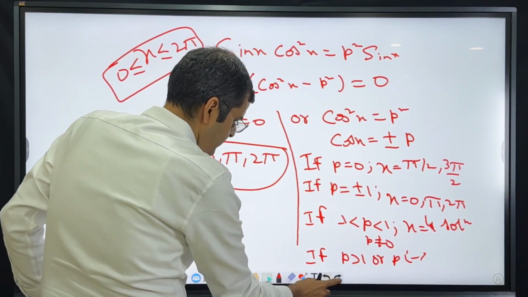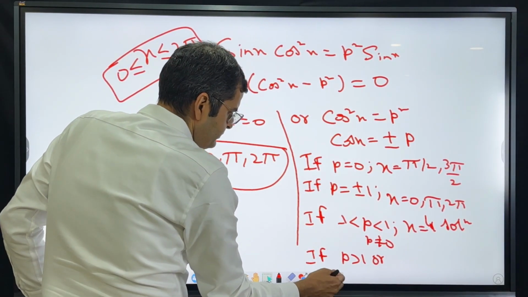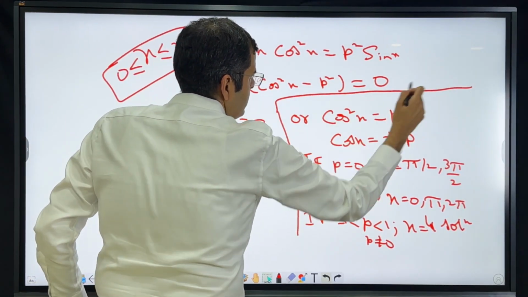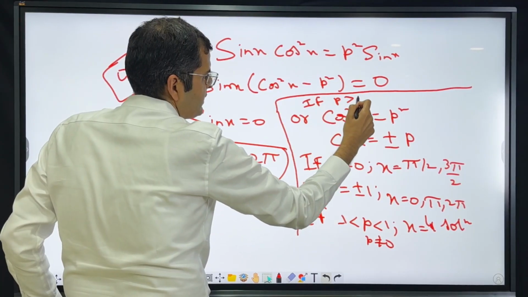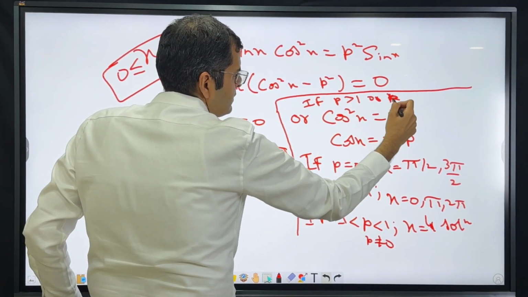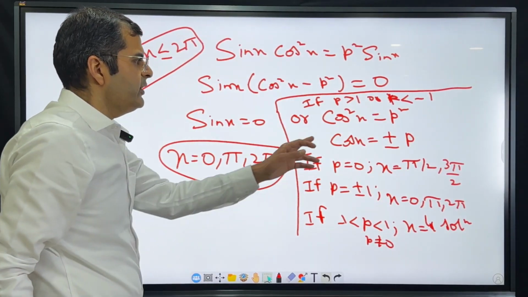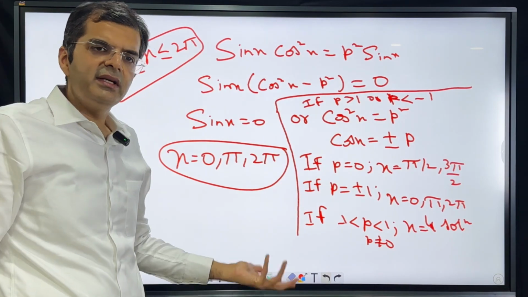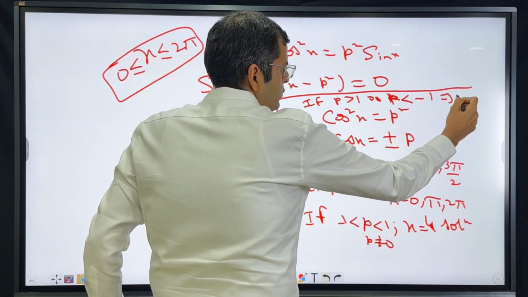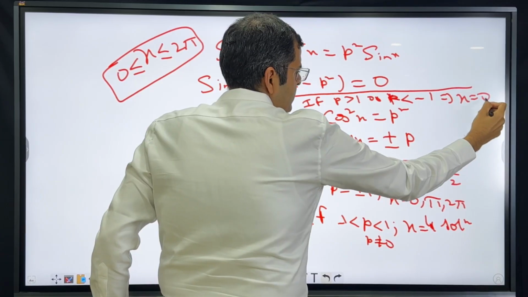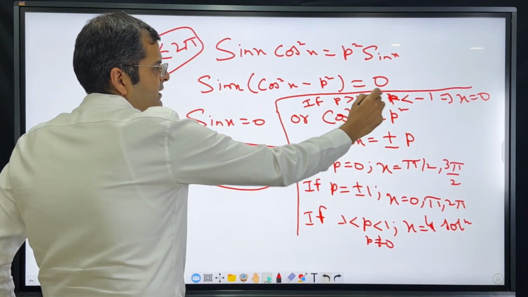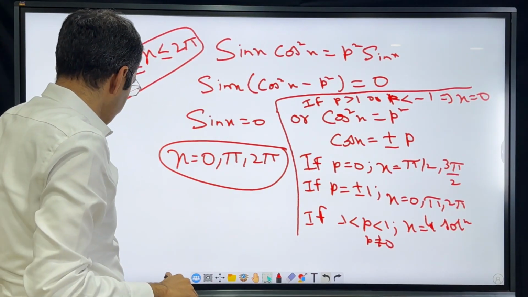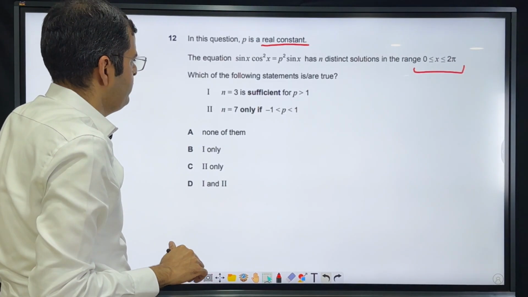Final case, let me write it here. If P is greater than 1 or P is less than minus 1. So if P is greater than 1, can cos x be greater than 1? Or can cos x be less than minus 1? That is not possible. So there are no solutions for that. x has 0 solutions. So if P is greater than 1 or P is less than minus 1, I get 0 solutions. Okay. So now, what do I have?